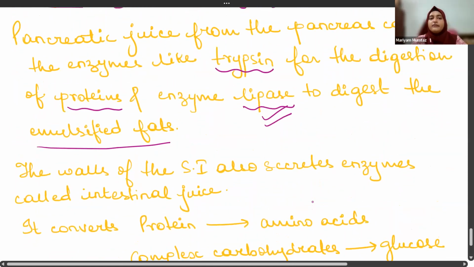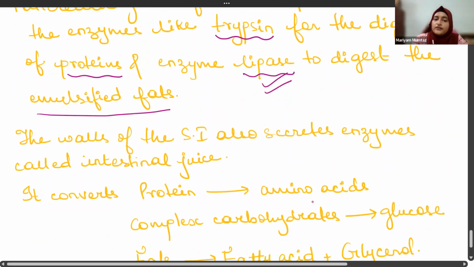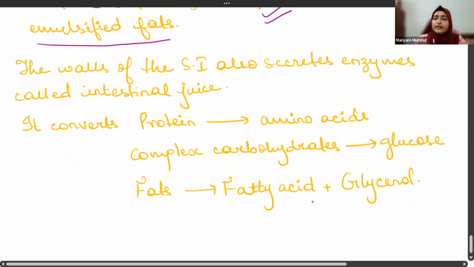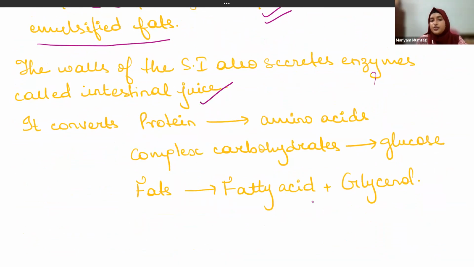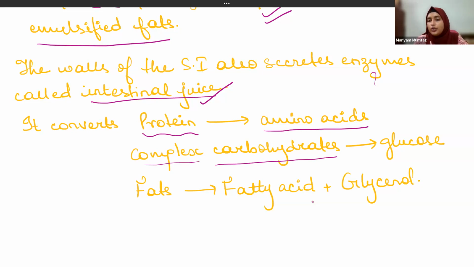Okay. Now, we have seen what secretions come from the liver and from the pancreas. Now, the wall of the small intestine also secretes certain types of enzymes, and those are known as the intestinal juice. And what do they do? They convert the protein into amino acids, the complex carbohydrates into glucose, and the fat into fatty acid and glycerol, meaning they break down. For example, proteins are made up of amino acids, so the protein is broken down into the components it is made up of. The complex carbohydrates are broken down into glucose. The fats are broken down into fatty acid and glycerol.